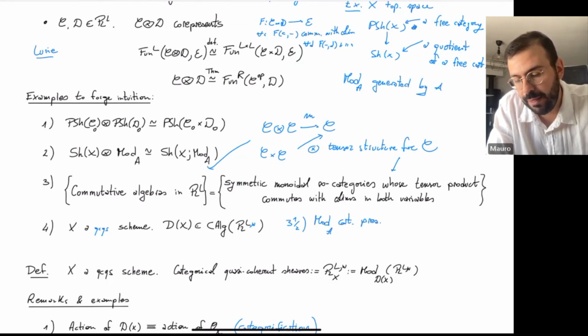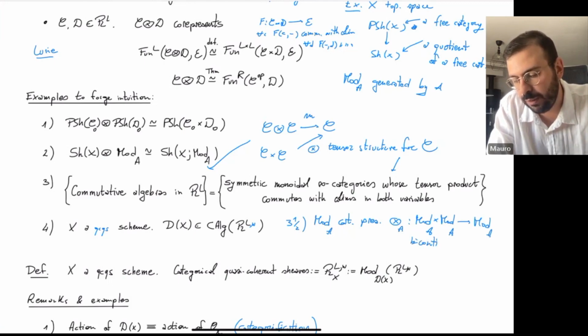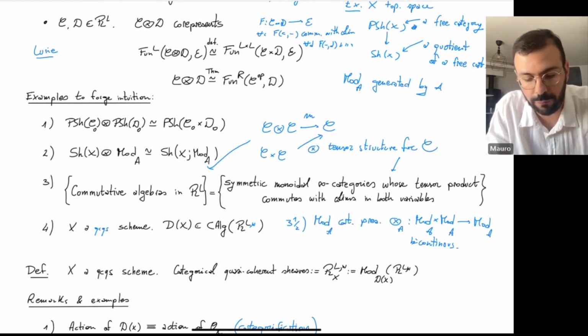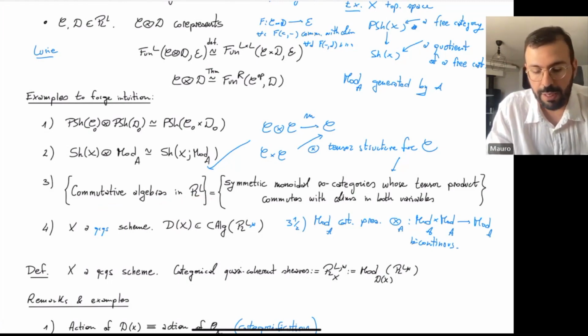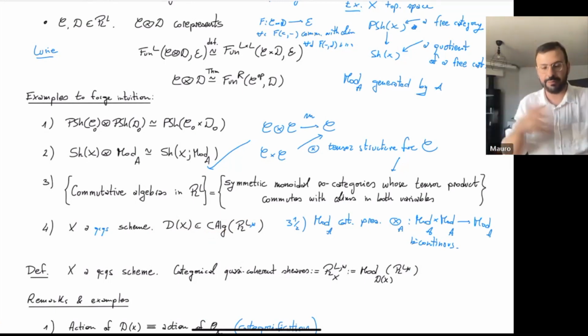It's presentable, and we have the tensor product over A that goes from Mod A times Mod A to Mod A. It's just a tensor product over A, and it's bicontinuous, commutes with colimits in both variables. So we get an easy example of something there. And this can be generalized: if we take some quasi-compact, quasi-separated scheme, then the derived category of X is a commutative algebra object in PrL omega. And so this is our basic setup.